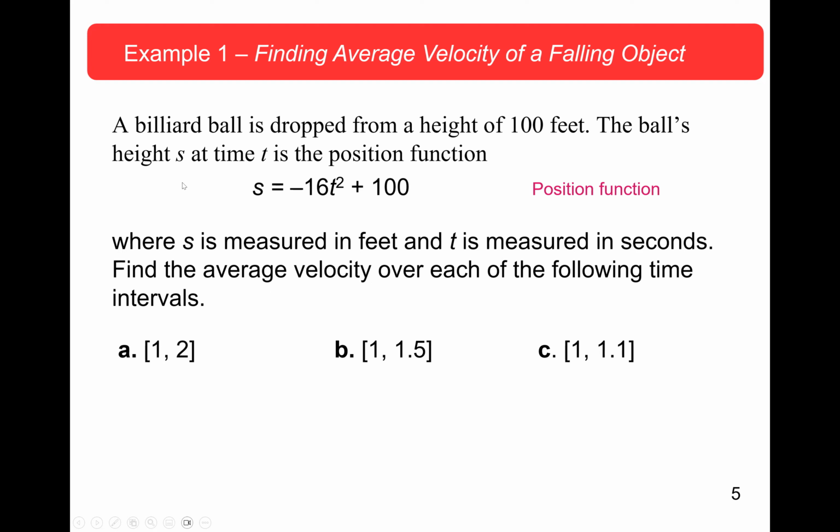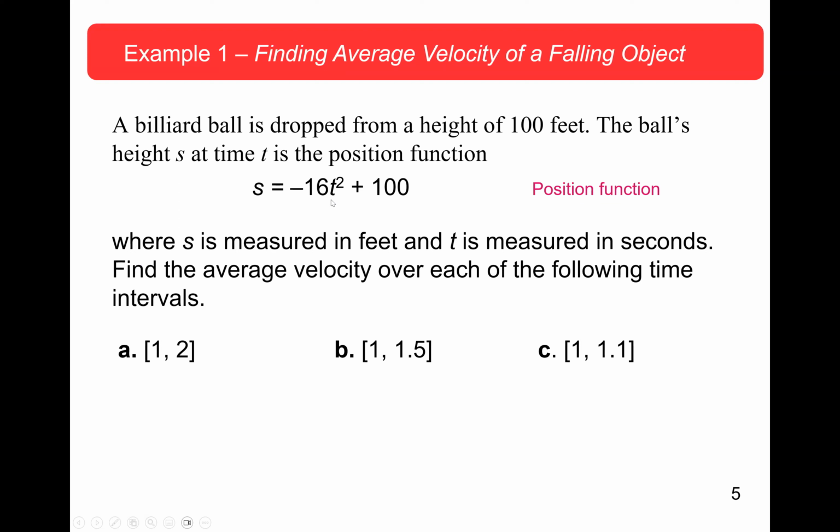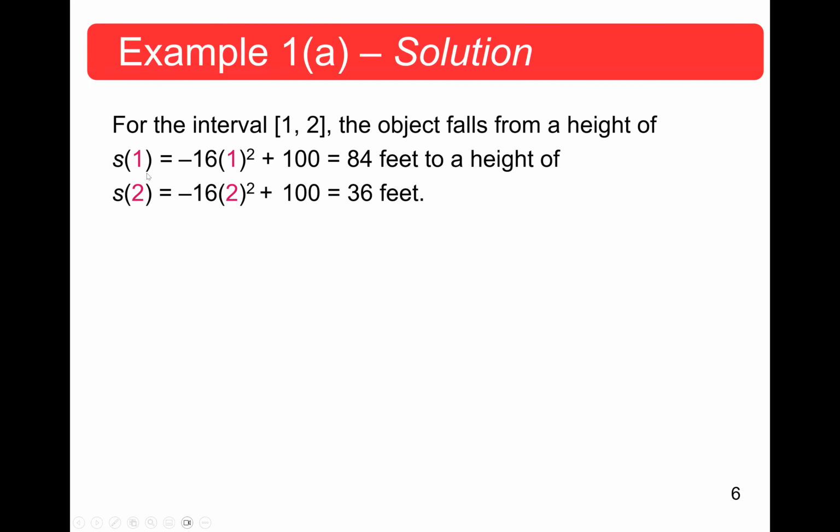Again, our position function is s equal to negative 16t squared plus 100. So our goal here is to find the average velocity. To find it for the interval between 1 and 2, we are going to plug 1 into the position function given to us, which is again negative 16t squared plus 100. So we'll say that s at 1 equals negative 16 times 1 squared plus 100. And that gave us 84 feet.